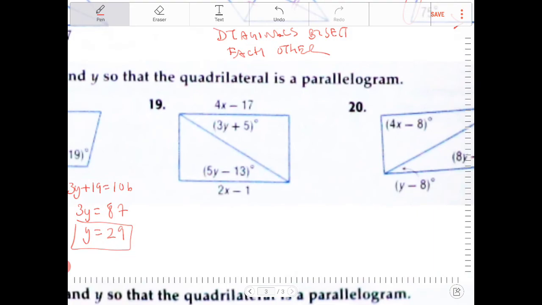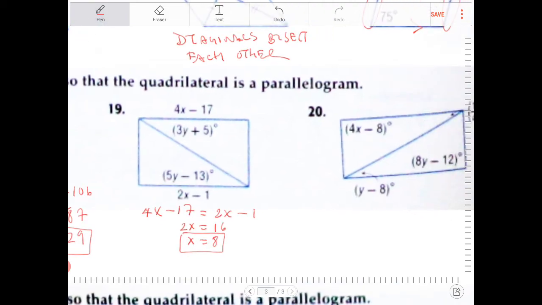All right. Opposite sides are congruent, so we say 4x minus 17 is equal to 2x minus 1. Subtract 2x from both sides and add 17. We get 2x is equal to 16. Divided by 2, x is equal to 8. 5y minus 13 should equal 3y plus 5 because alternate interior angles are congruent. So we got 2y is equal to 18, divided by 2, y is equal to 9.